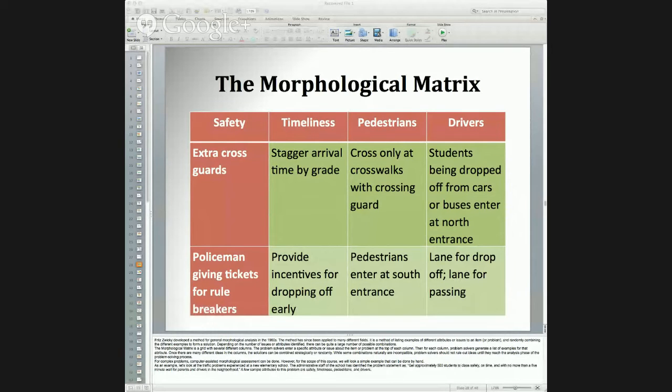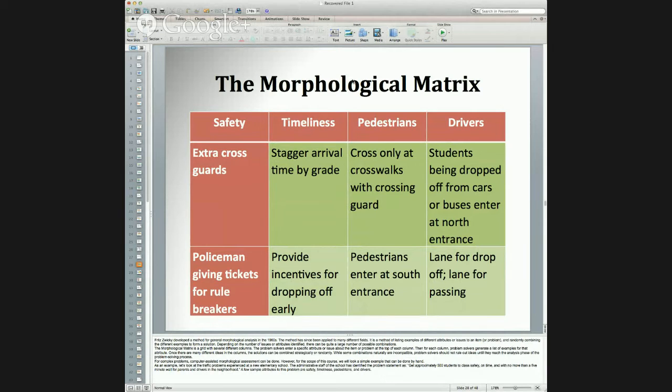Timeliness: stagger arrival time by grade, provide incentives for dropping off early. Pedestrians: cross only at crosswalks with crossing guard; pedestrians enter at south entrance. Drivers: students being dropped off from cars or buses enter at north entrance; lane for drop-off, lane for passing. This matrix can help identify different considerations of the problem, and can also help formulate comprehensive solutions to complex problems.